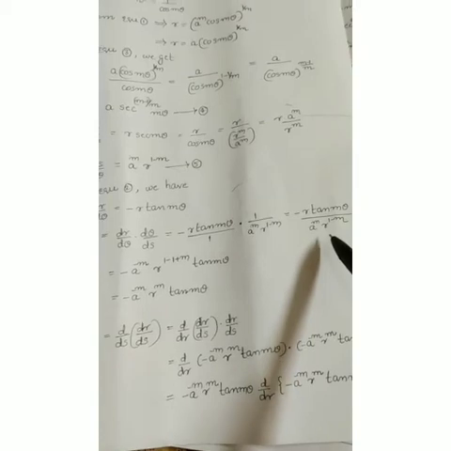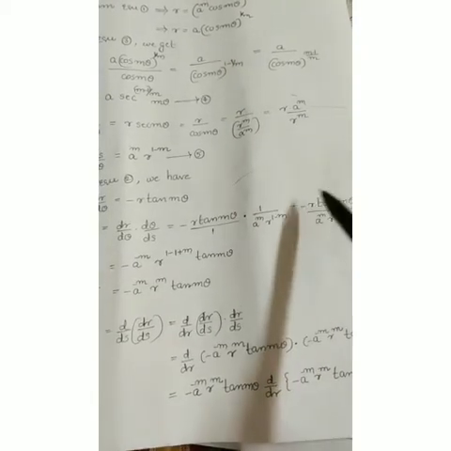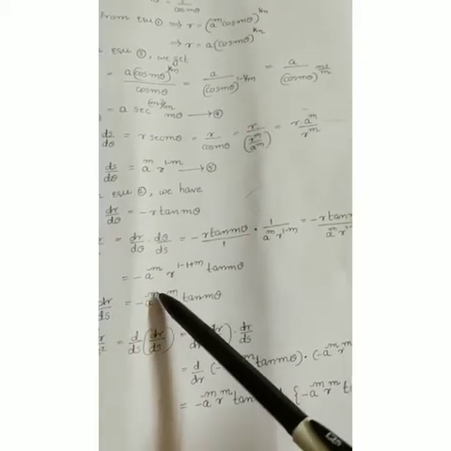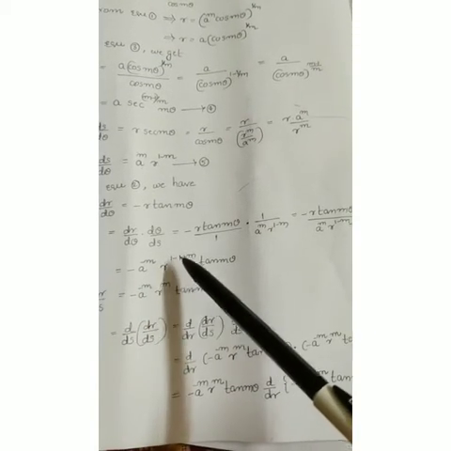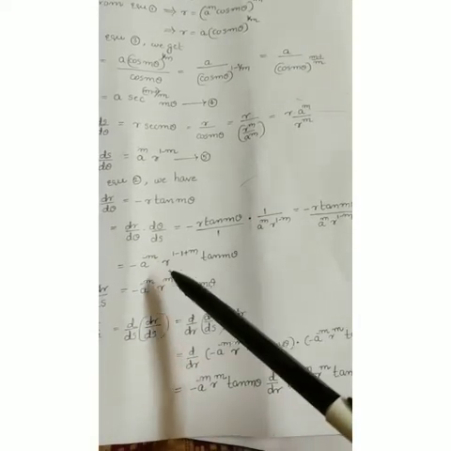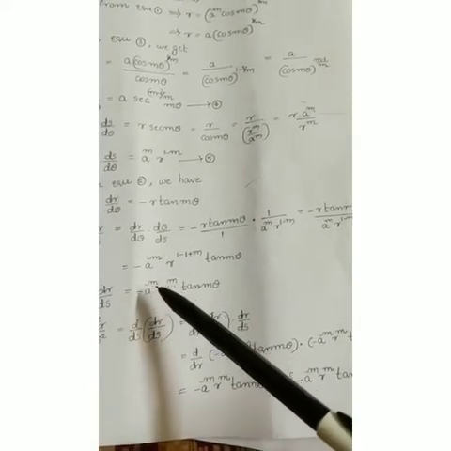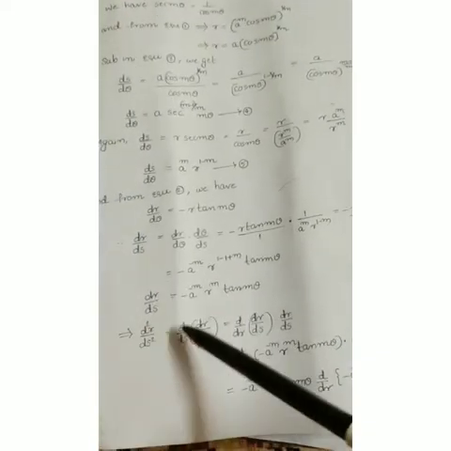Taking r to the power of 1 minus m in the numerator: minus a to the power of minus m, r to the power of 1 minus 1 plus m, into tan m theta. So here plus 1 minus 1 gets cancelled. So minus a to the power of minus m into r to the power of m into tan m theta. This is the dr by ds value.